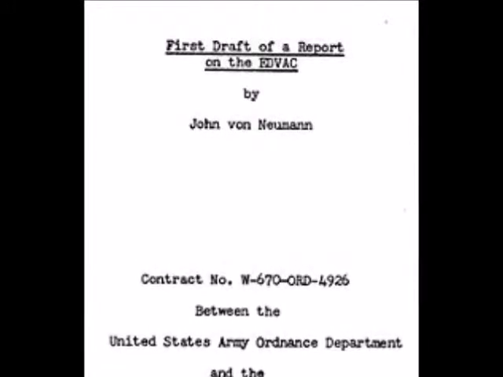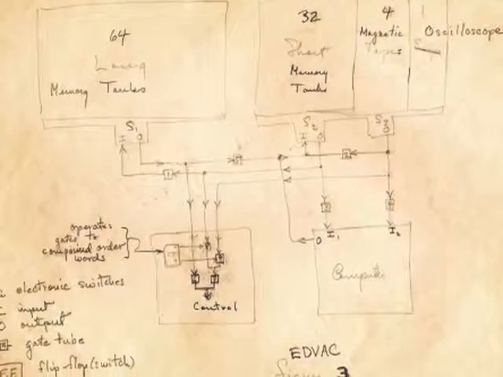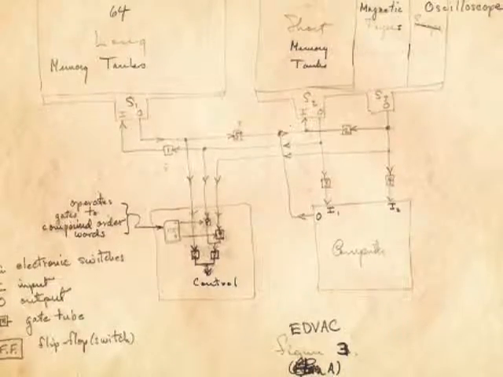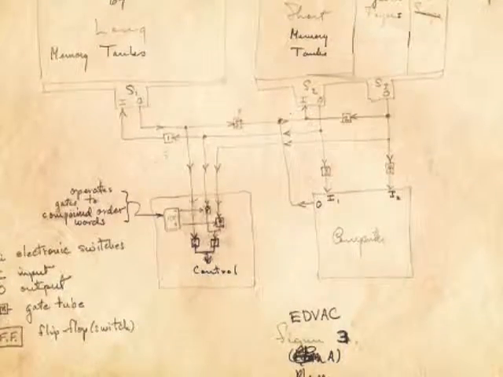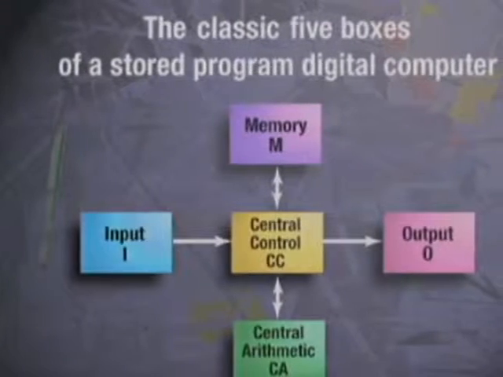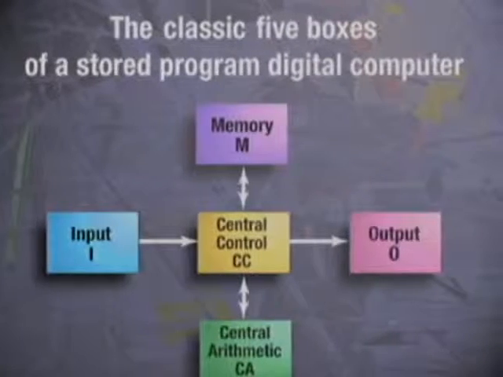The stored program concept, created by von Neumann, is the basic guideline of the processors that are used in computers today. The stored program concept consisted of 5 basic units: the central control, the input and the output, the memory, and the central arithmetic.